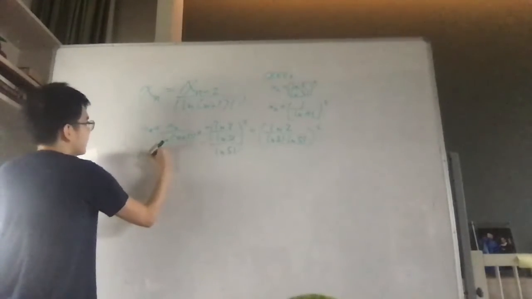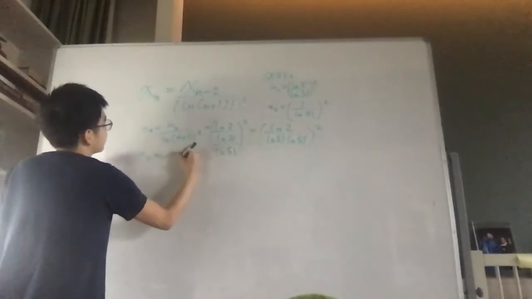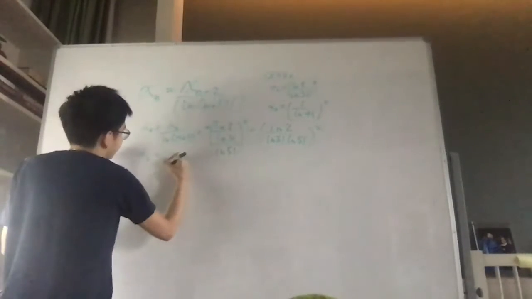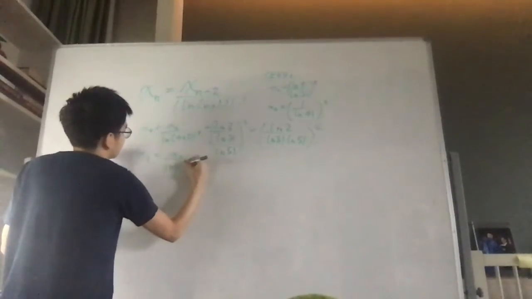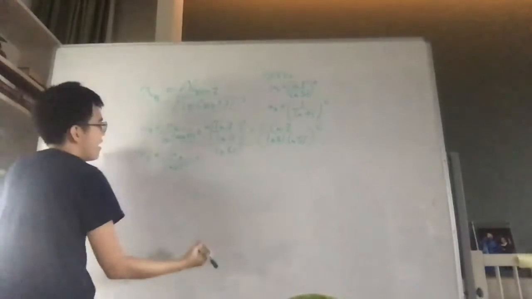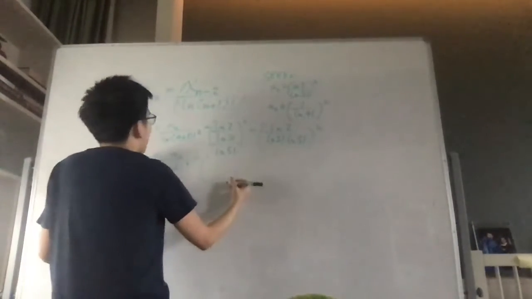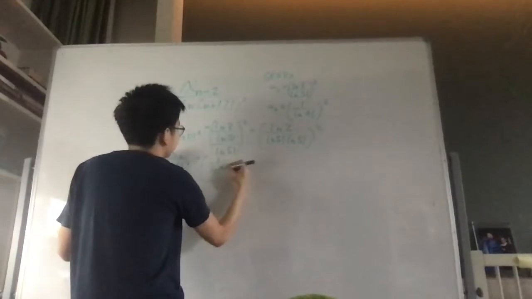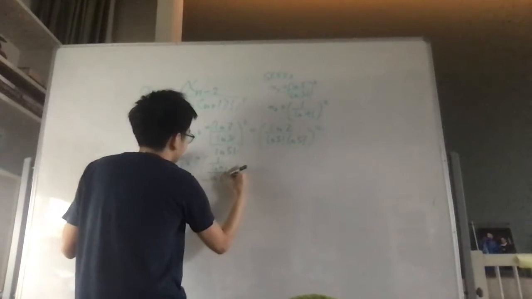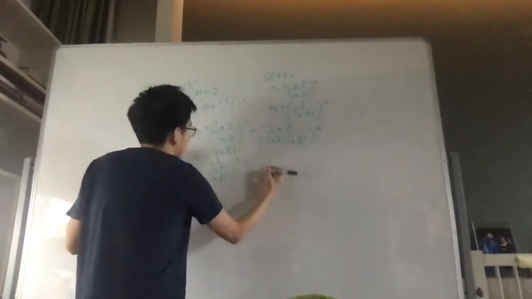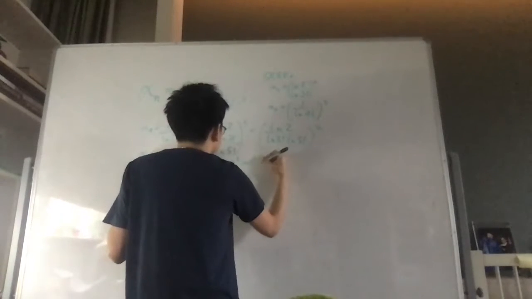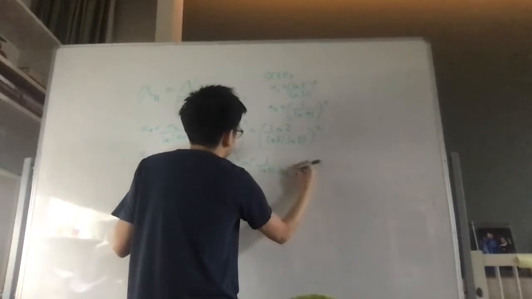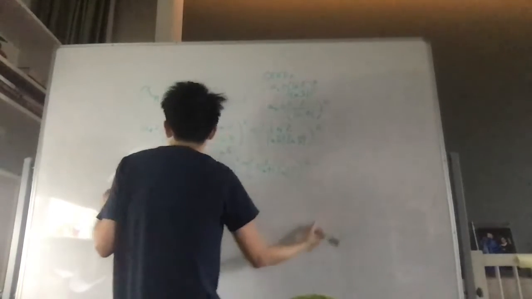We do x5. Now I do x3, because 5 minus 2 is 3. Now ln of 5 plus 1, that's ln of 6. So that's 1 over ln of 4 factorial, ln of 6 factorial, squared. So this equals 1 over ln of 4 factorial, ln of 6 factorial, squared.